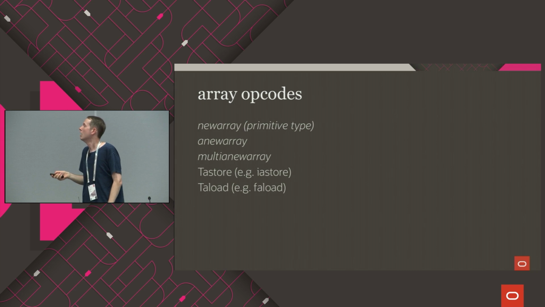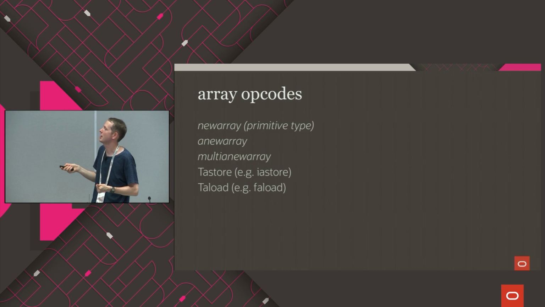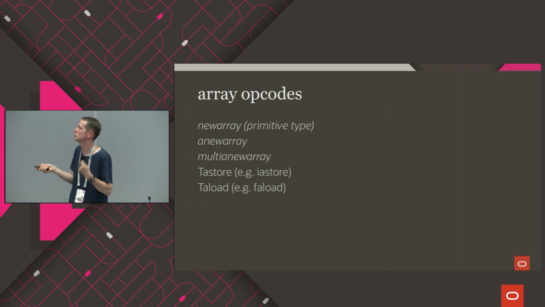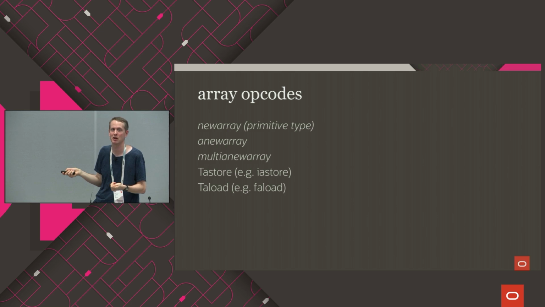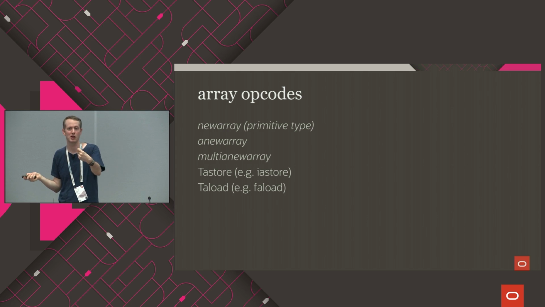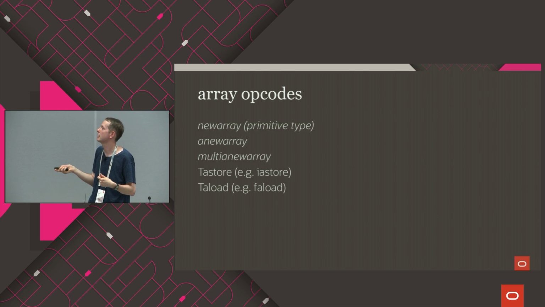So, we have opcodes that deal with arrays. I'm not going to go through these one by one, but basically we have ways to allocate arrays, ways to allocate multi-dimensional arrays, and then ways to store and load arrays, or store individual values or elements from an array.